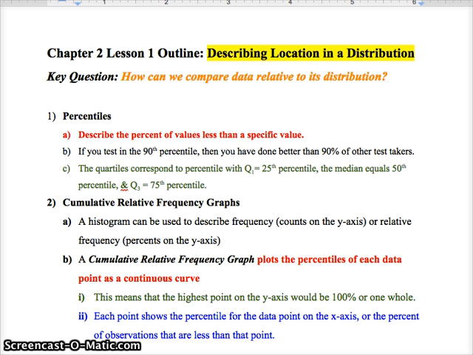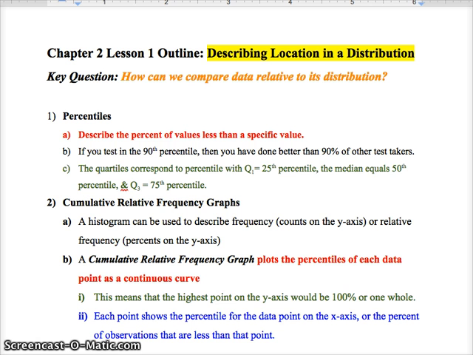So you've seen these before on test scores, for example, or when you go to the doctor and you hear about your growth, about your weight, and about your height. Percentiles describe the percent of all values that are less than a specific value. So it's what percent of the values are less. So if 7 values out of 10 were less than you, you're in the 70th percentile. If you test in the 90th percentile, you've done better than 90% of other test takers.